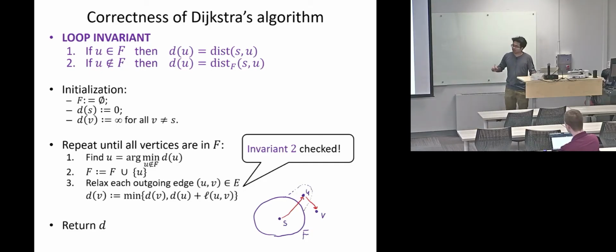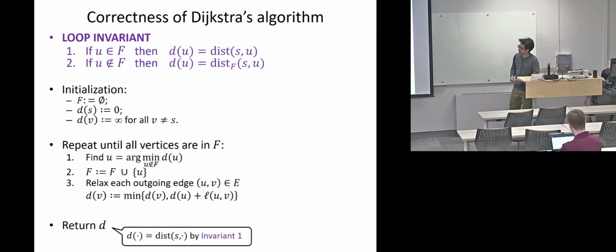Okay, so that means both invariants hold through the next loop, and they're going to keep holding until the end. And at the end we return D, and D is the real distance by invariant one, and we are done. That's the formal proof. Question about this?